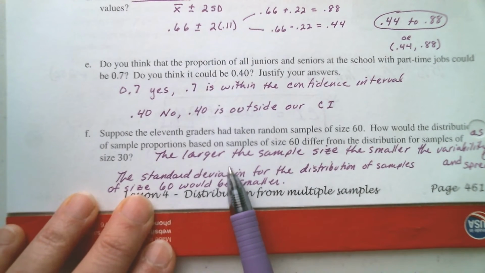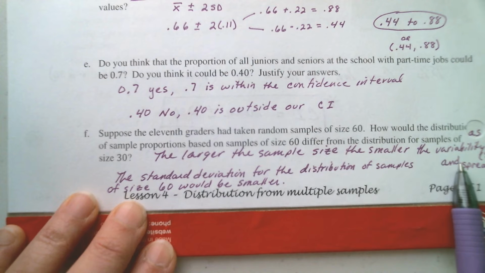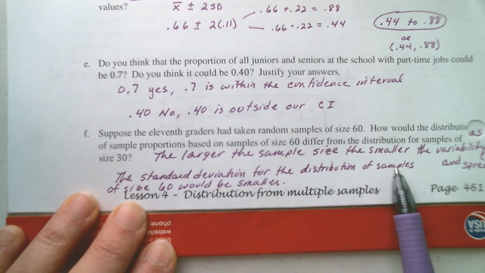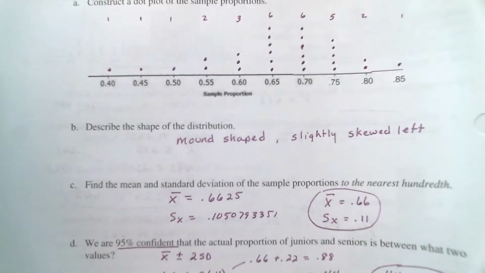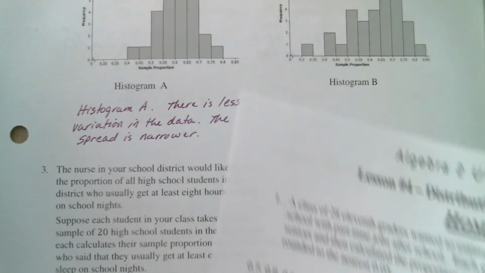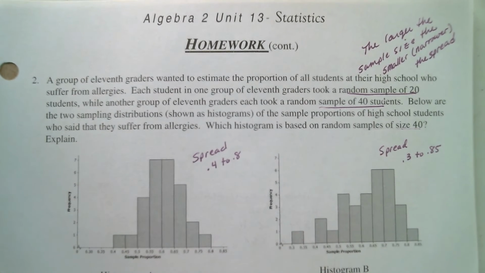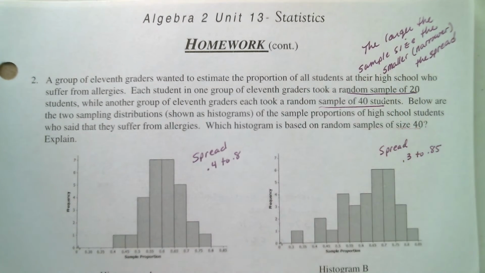F, the larger the sample size, the smaller the variability and spread. The standard deviation for the distribution of samples of size 60 would be smaller. Number 2, again, it's so important. The larger the sample size, the smaller or narrower the spread is going to be.